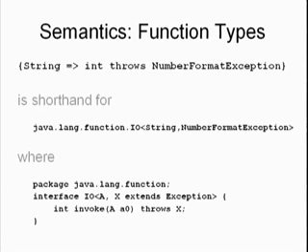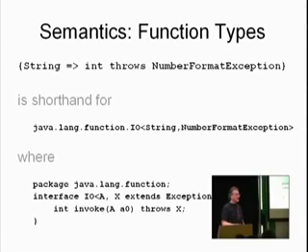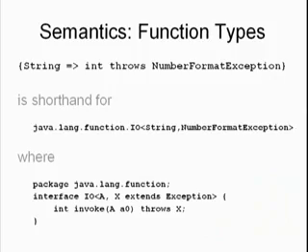This function type IO looks like this: interface IO, with A for the argument type, and it takes a type parameter X that extends Exception because that's the throws type. The method is always called invoke in these function types. In this case it returns int, it takes an argument of type A, and it throws X. Now, you might be wondering, am I going to be typing in a million of these function types and putting them in this package, java.lang.function?